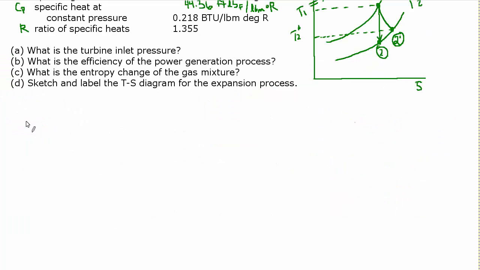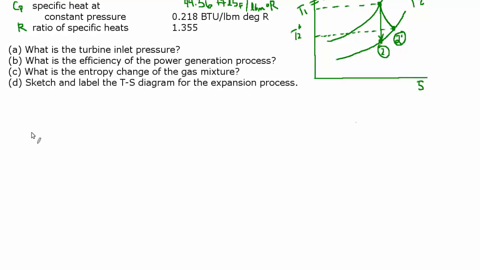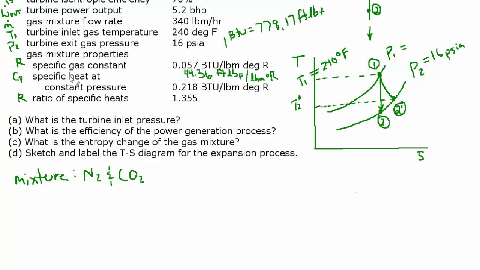So for part A, what is the turbine inlet pressure? We can start by making a decision as to one of 2 paths we can take. One path would be to try to use lookup tables. However, this isn't a steam turbine, so we can't just go to the back of the book and, based on some properties we know, look up the different enthalpy values for steam. Instead, we have this mixture, and our mixture is some nitrogen and some CO2. And what we have are the gas properties for that mixture.